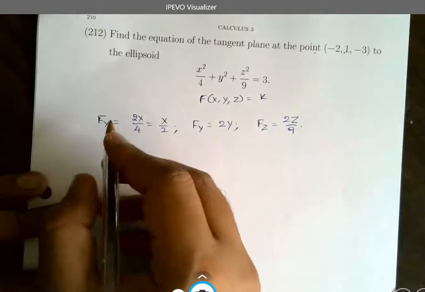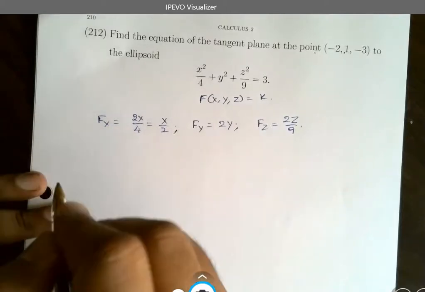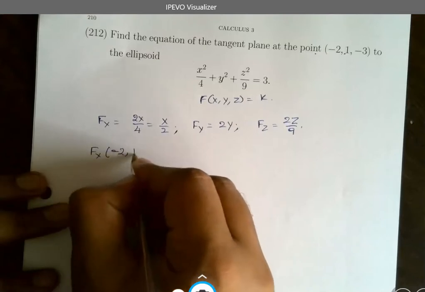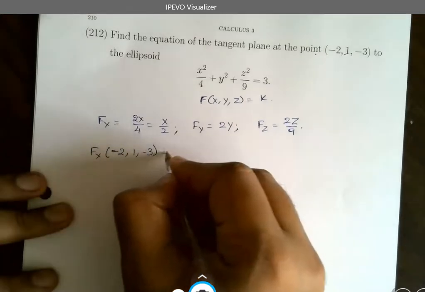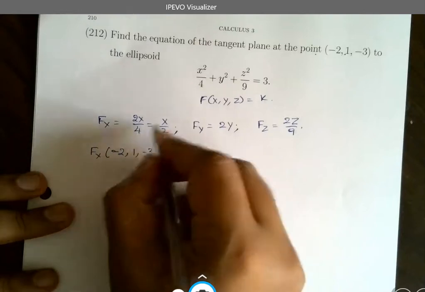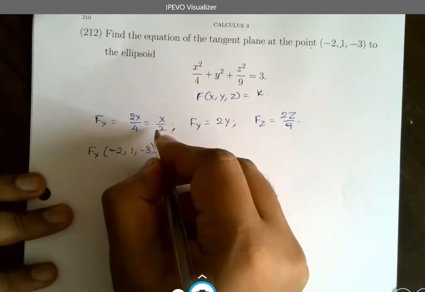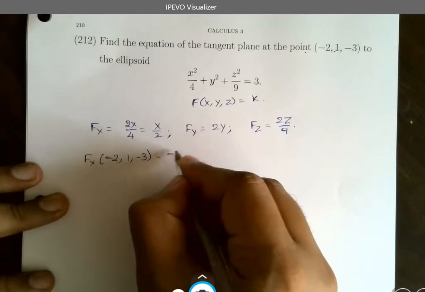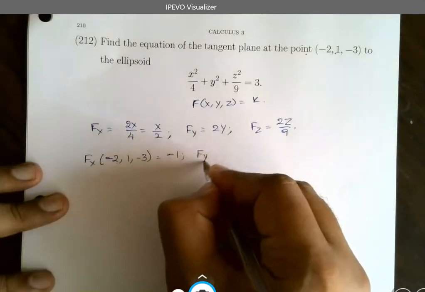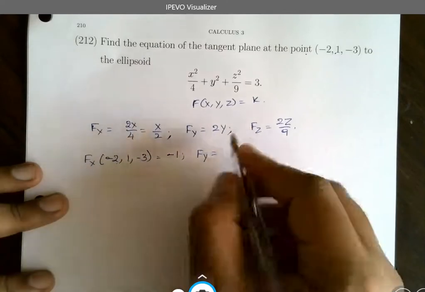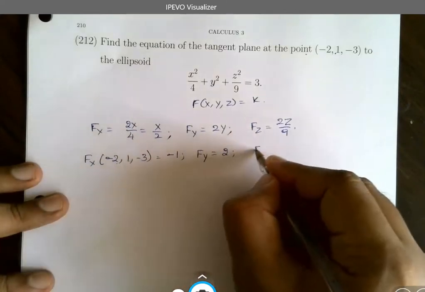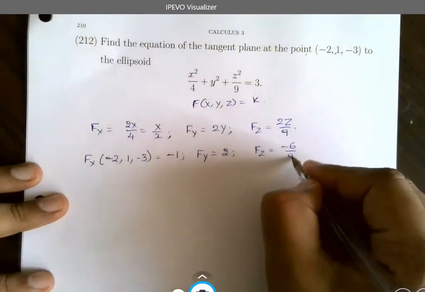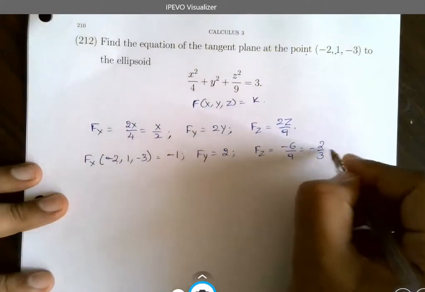Now the gradient is this, so you want to evaluate fx at negative 2, 1 and negative 3. So that's going to be negative 2 over 2. There is no y and z component, so you don't have to substitute y and z. X is negative 2. When you substitute that, you get negative 1. So fy, you substitute y is 1, and that gives you 2. Fz, you substitute z is negative 3, then that gives you negative 6 over 9. So that's going to be negative 2/3, right? Are you with me on that?